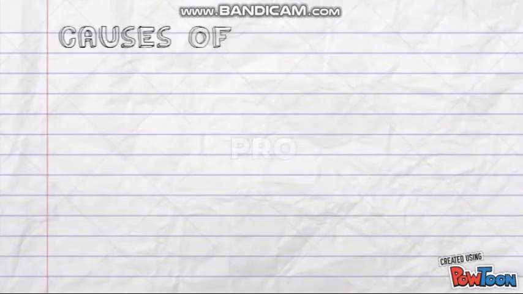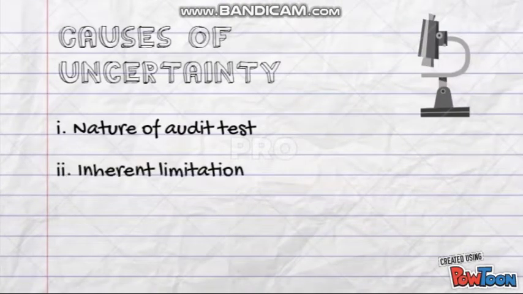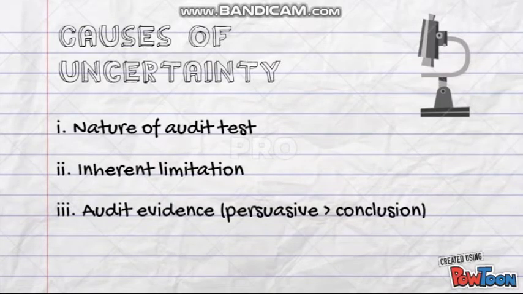The causes of uncertainty are: 1. Nature of audit tests. 2. Inherent limitations. 3. Audit evidence that is mostly persuasive rather than conclusive.